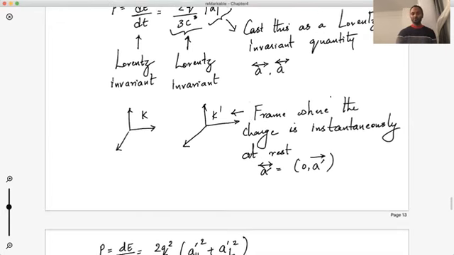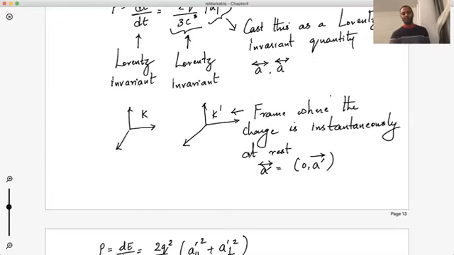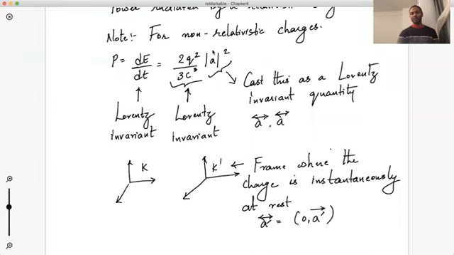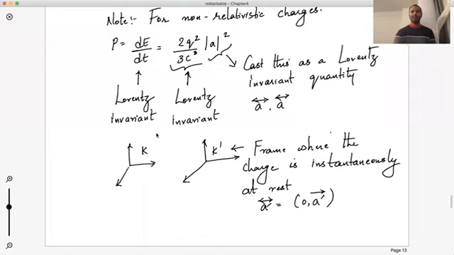Now let's see how this works out. Let's write this factor out in a lab frame, let's say, where we can actually do measurements, right? So I'm going to assume that there are 2 frames here. K is the lab frame where we are. K prime is the frame. I'm going to choose K prime as the frame where the particle is instantaneously at rest, right? So in this frame, its 4 acceleration, A prime, is just going to be 0.